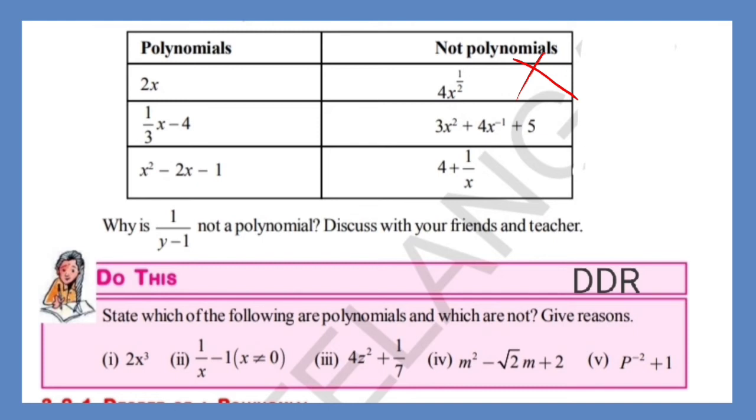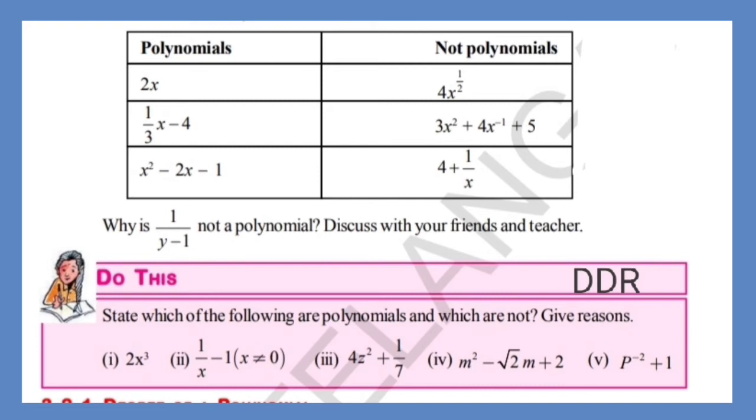Third one is 4 plus 1 by x. Okay, 4 okay, but 1 by x is equal to what? X to the power of minus 1. So here power n is not a whole number. So 4 plus 1 by x is not a polynomial.